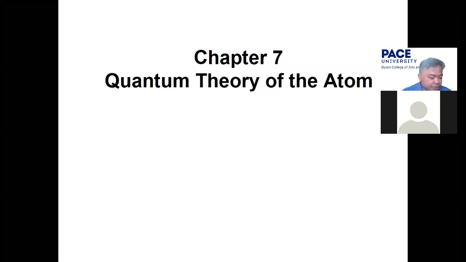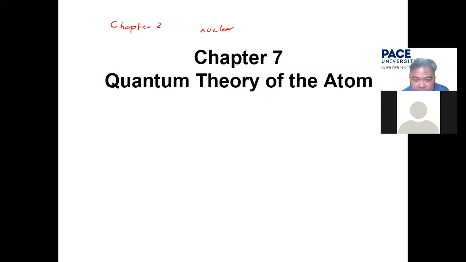It is chapter 7 because it's just a continuation of the atomic structure that we have discussed in chapter 2. Remember, we ended up with the atomic structure there being the nuclear model by Ernest Rutherford. So that's the last model of the atom that we have discussed.